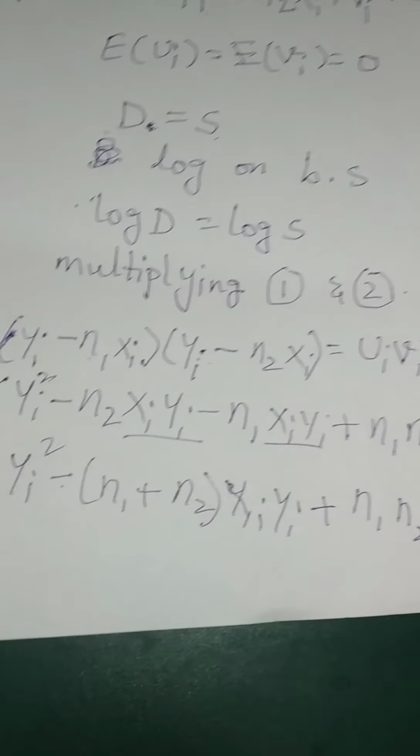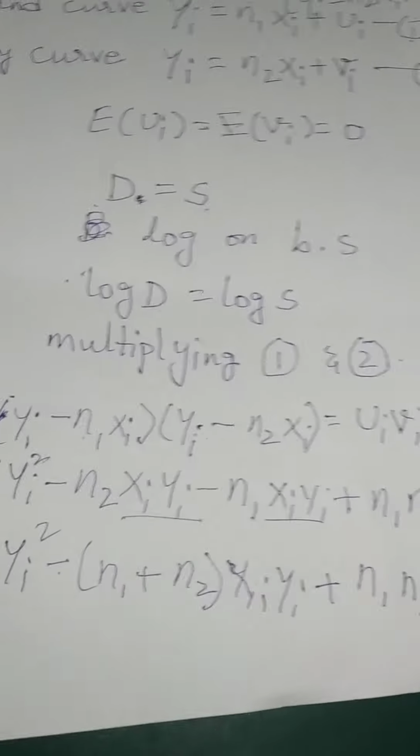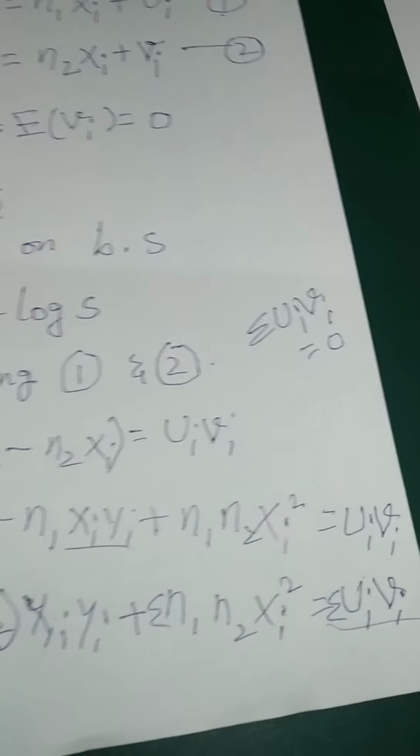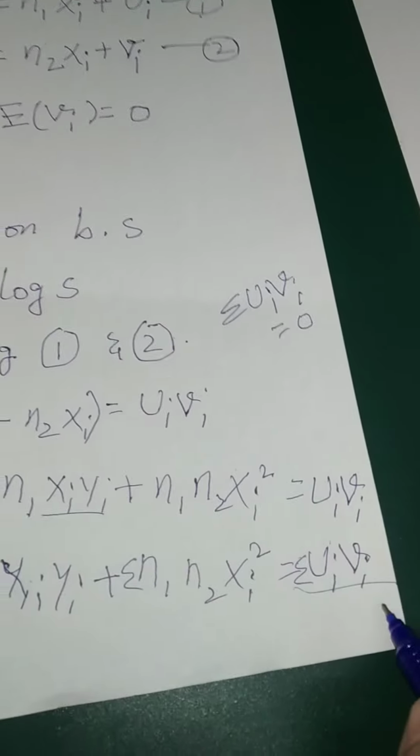Now students, after getting this answer, we will put summation on both sides. If I put summation on both sides, it will be summation here, here, and here, altogether summation. Always remember students, ui and vi are independent random variables, so the summation of ui vi becomes equal to 0. That means this has become 0.